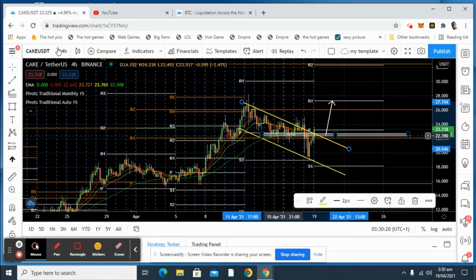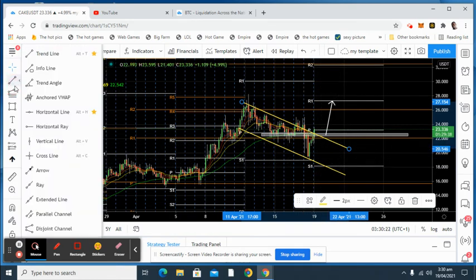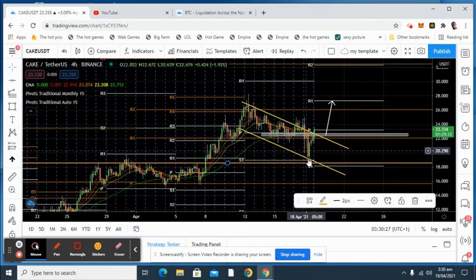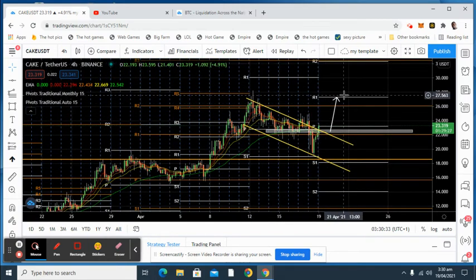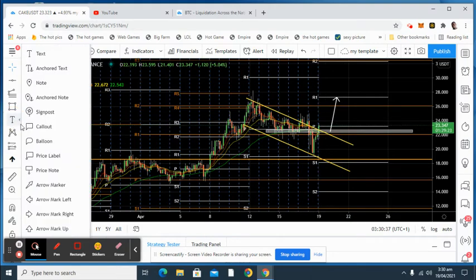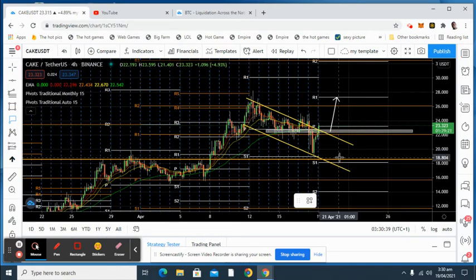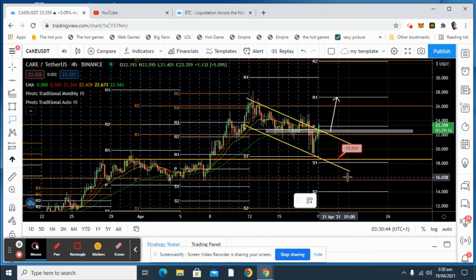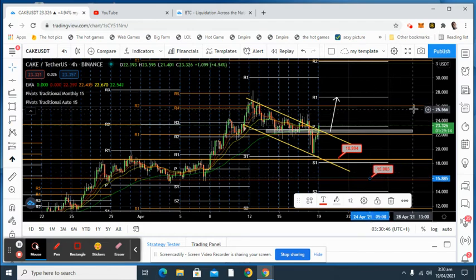But if it will break this, our next buy area will be S1. But what I'm seeing is I'm expecting price to break this to R1 for continuation. So this is our first target of the week. So guys, be careful in the market and also think both ways in the market. If the market dips further, that's $18 on CAKE. A further dip will take us down to $15.8.